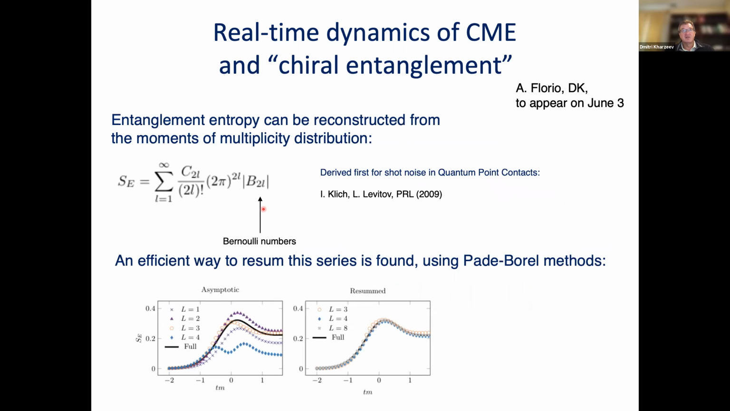So we also found that entanglement entropy can be reconstructed from the moments of multiplicity distribution. We did some literature search and found that a very similar formula was first derived for evaluating entanglement entropy from shot noise in quantum point contacts. So it has some application for superconducting qubits. And this is an asymptotic formula, and we found a good way to resum this series using Padé methods.